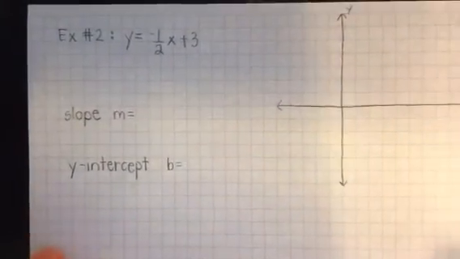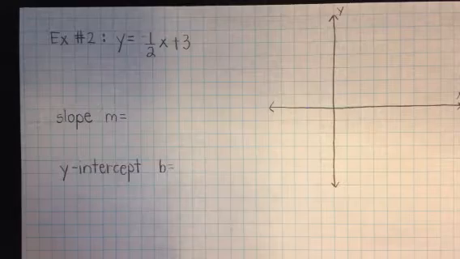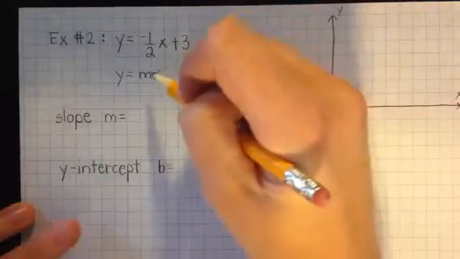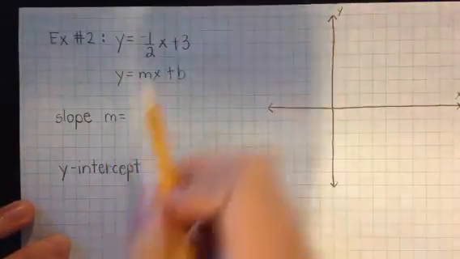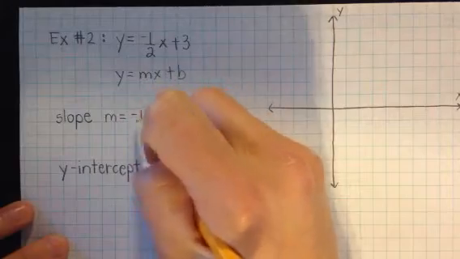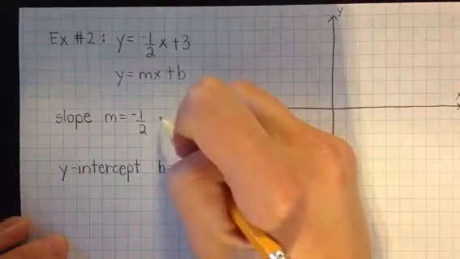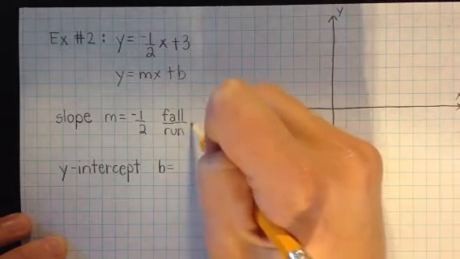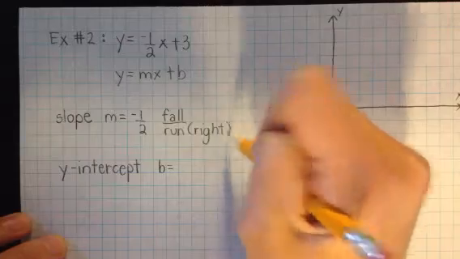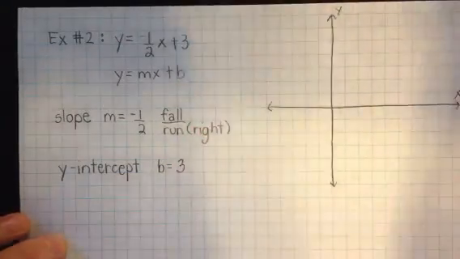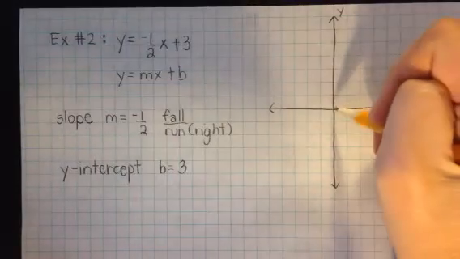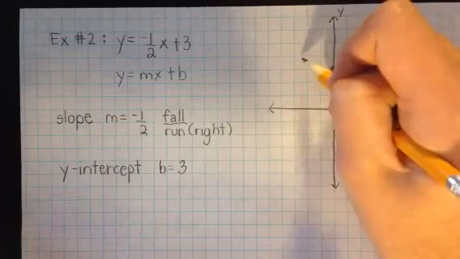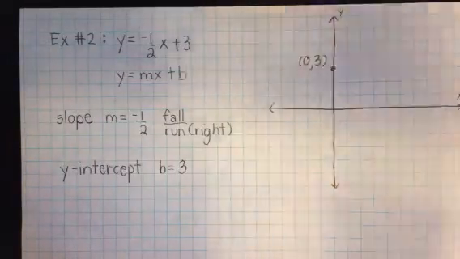Okay, example number 2. I've got y equals -1/2 x plus 3. So again, right below it, I'm going to write my slope-intercept form, y equals mx plus b. So that helps me identify that my slope is -1/2. In this case, since it's negative, that's my fall over my run, or to the right. And my b value is 3. My y-intercept is 3. So on my y-axis, I'm going to count up 1, 2, 3, since it was a positive y-intercept. So (0, 3) is my y-intercept.